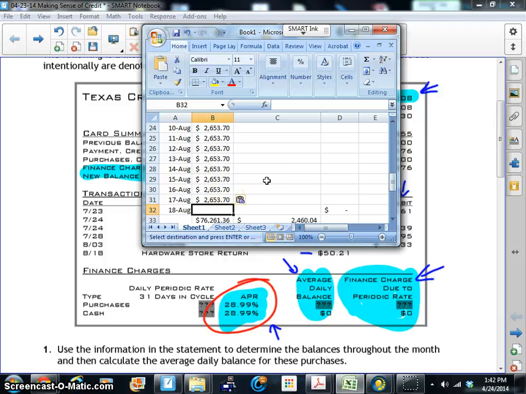So we have equal to 2653.70. And we had a return, so that gives me a credit. So we're going to subtract that from here. So 50.21. And that's the last day that anything changes. So that's everything right here, I do believe.